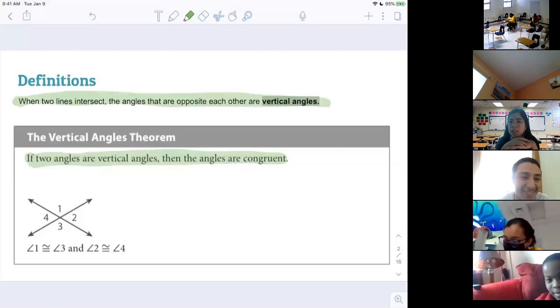All right, about 30 more seconds. 30 more seconds, finish writing.